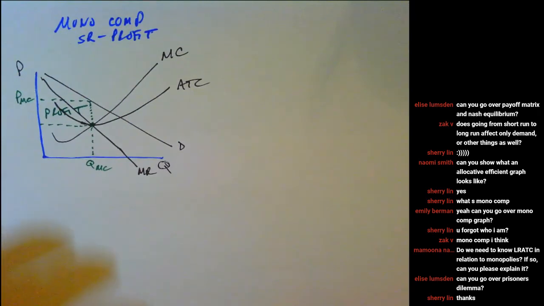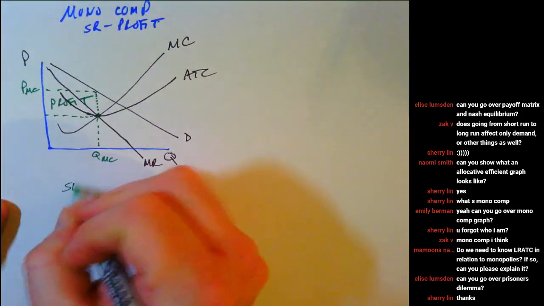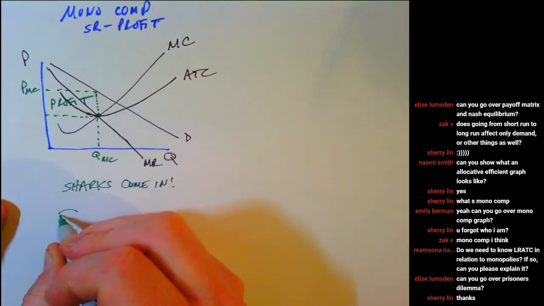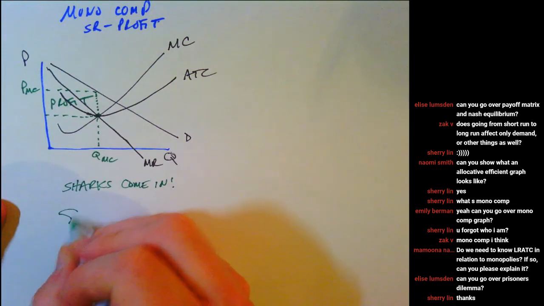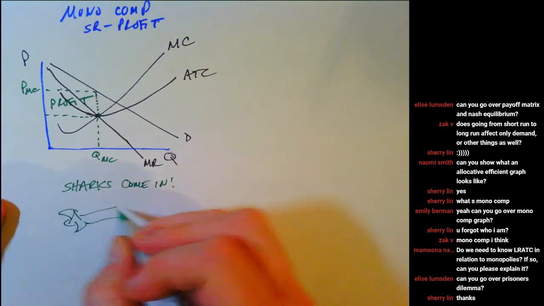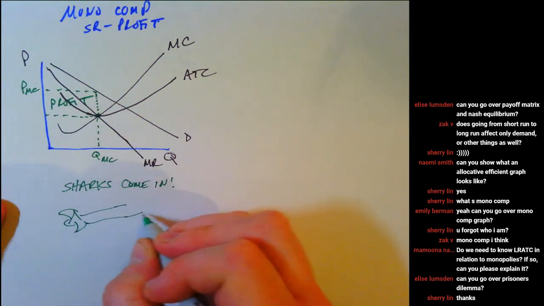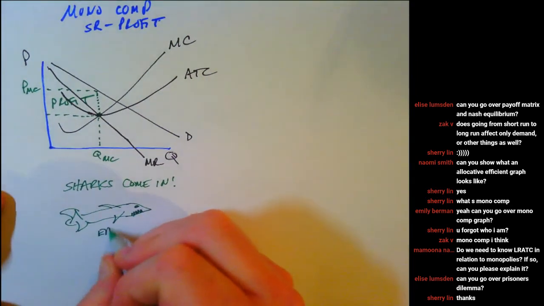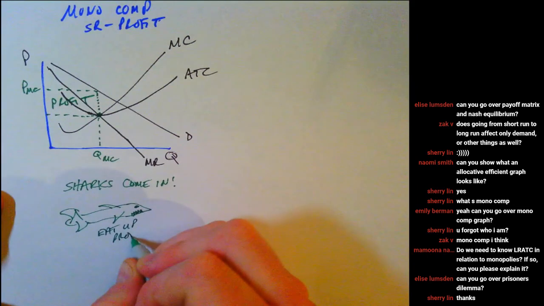Very, very similar to a monopoly graph until we get to the long run. So what happens here, since there are profits, these sharks come in. Hold on, let me see if I can do a real good shark. It's a green shark. That's one of my better sharks. So the sharks come in because they want to eat up profits. And that's exactly what they're going to do.